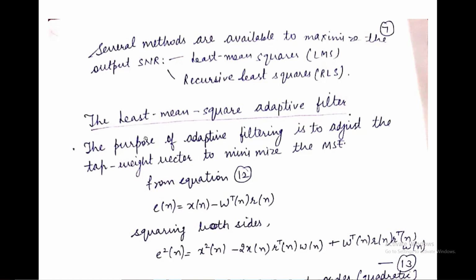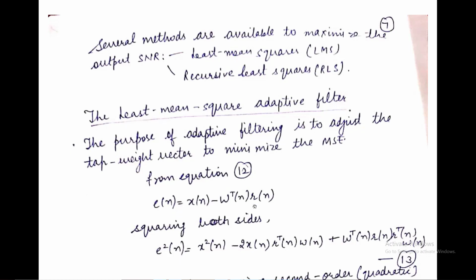Now, as we know, the purpose of adaptive filtering is to adjust the tap weight vector. Why are we adjusting that? Because we want to minimize the mean square error, that means we want to achieve the minimum mean square error. So from equation 12, as we have seen on the previous page, the error equation is xn minus yn, but yn is w transpose n into rn, which is the output of the adaptive filter. If we want to achieve the minimum square error, what we first have to do is square this.